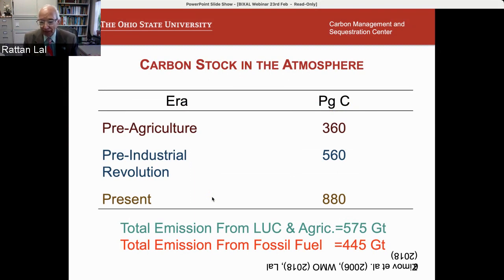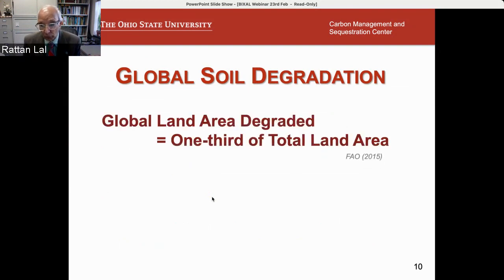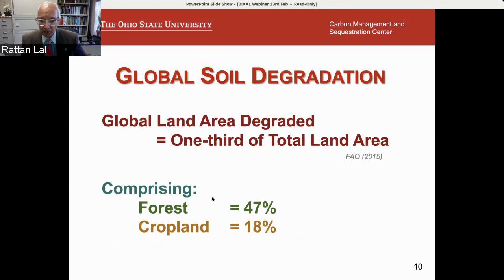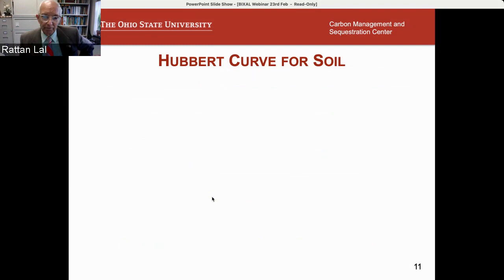Therefore, with some change in land use pattern, some restoration of degraded land, better use of land, bridging the yield gap, returning some land back to nature, we can, should, must put some of that 575 gigaton back into the nature, into the land, soil, and vegetation. Soil degradation, I already mentioned, one third of the total land area is degraded. 47% of forest land, cropland about 18%, total land area about 2 billion hectares.